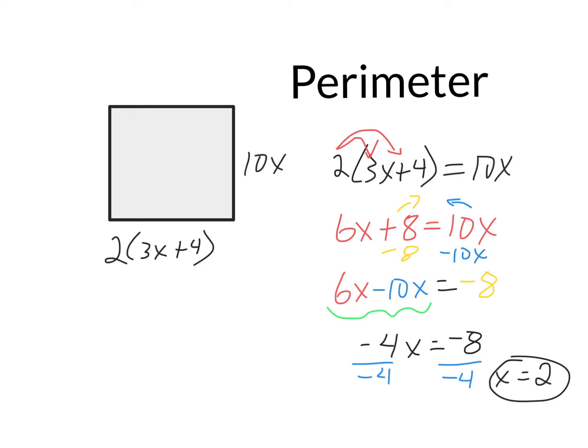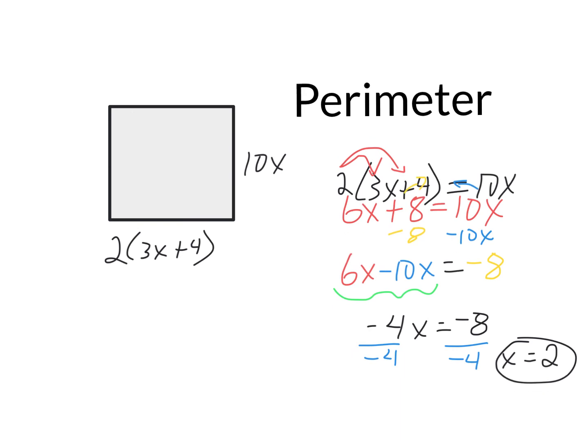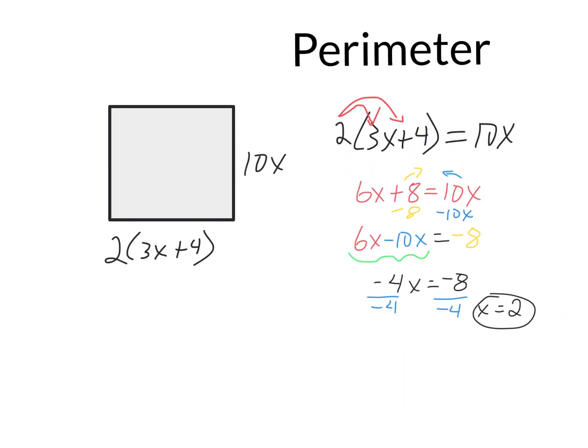Well, if I know that x equals 2, then I can plug that in to these expressions, and I'm going to determine the side length. And, of course, it's going to be the same. And then once I know a side length, I can multiply it times 4 to get the perimeter. So let me maybe just shrink some of this information here.